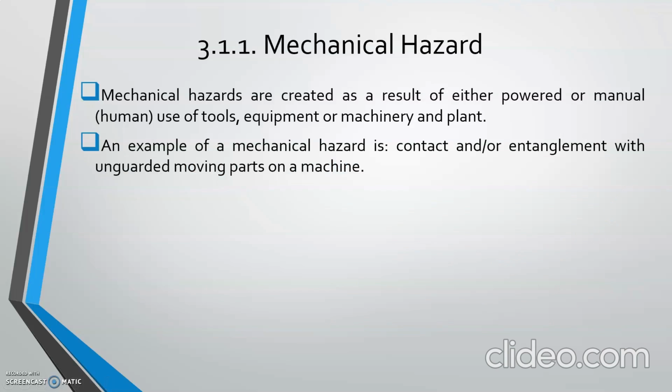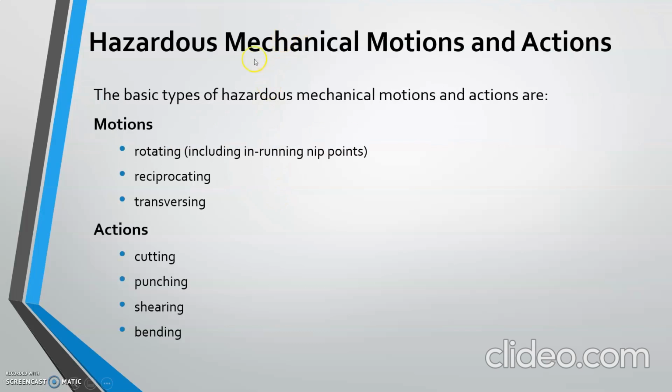Okay, mechanical hazards are created as a result of either powered or manual use of tools, equipment, or machinery and plant. Okay, an example of mechanical hazard is contact or entanglement with unguarded moving part on a machine. So the basic types of hazardous mechanical motions and actions are, for motions, the machine can rotate, reciprocating and transversing, and for actions such as cutting, punching, shearing, and bending.